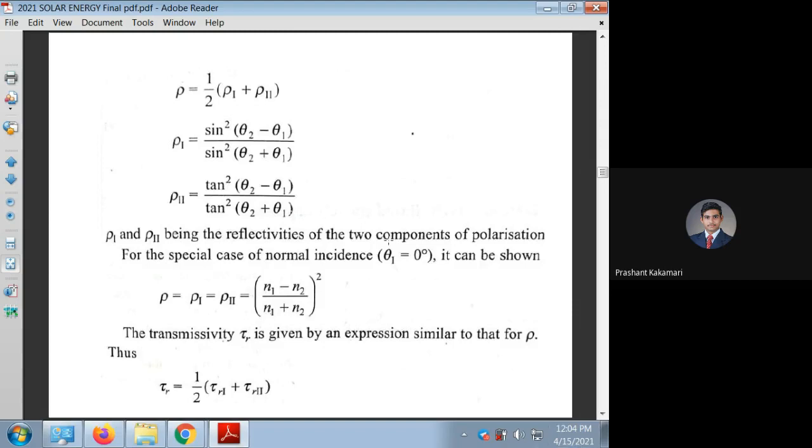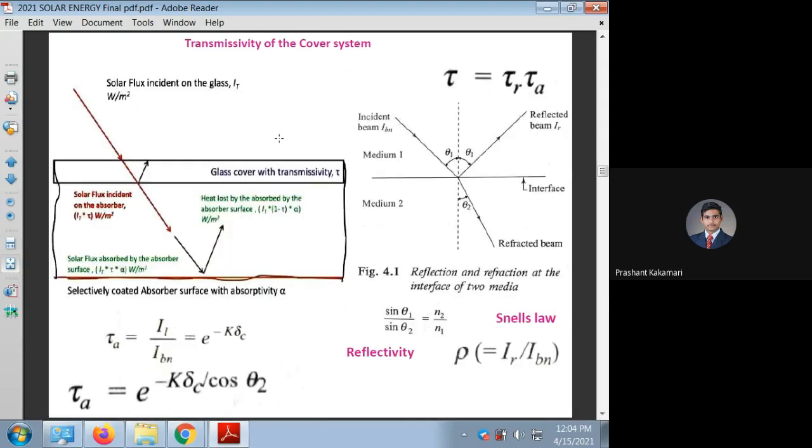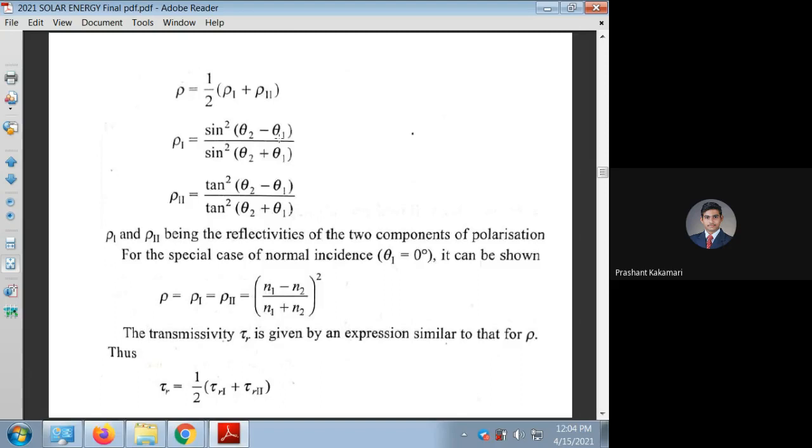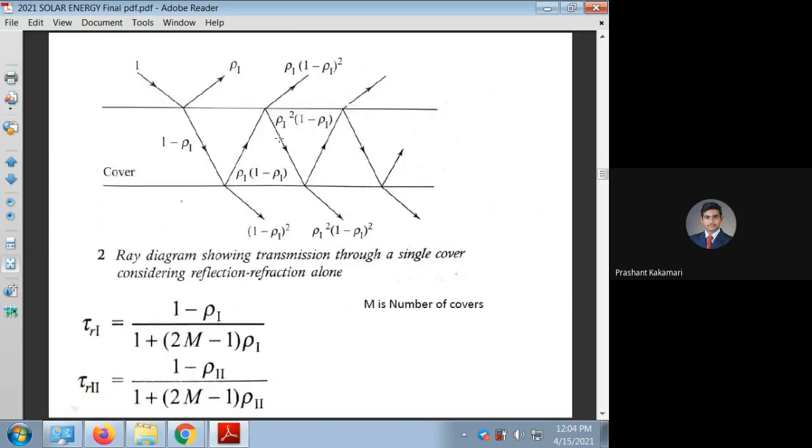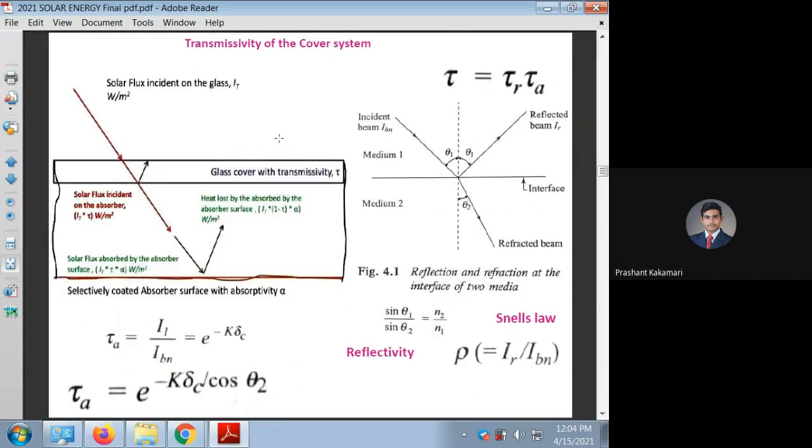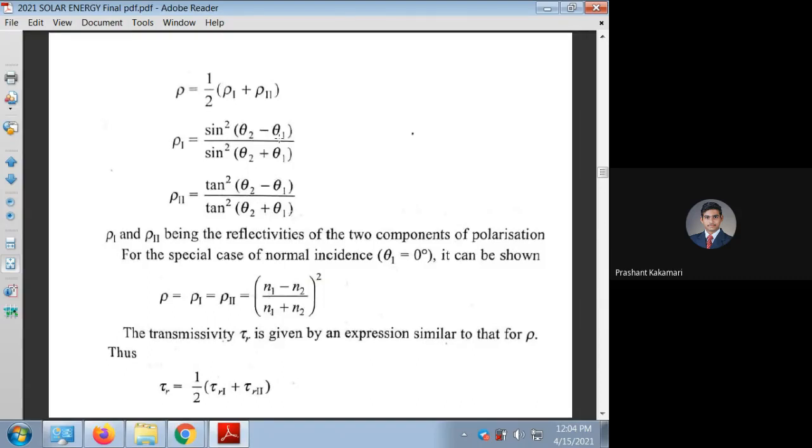So rho 1 I can consider, using the atmospheric system and Snell's law, as sin square (theta 2 minus theta 1) divided by sin square (theta 2 plus theta 1). Similarly, if you want to find the reflectivity in the glass medium, medium 2, I can write it as tan square (theta 2 minus theta 1) divided by tan square (theta 2 plus theta 1). So using these two equations, one can find the reflectivity in medium 1 and medium 2.